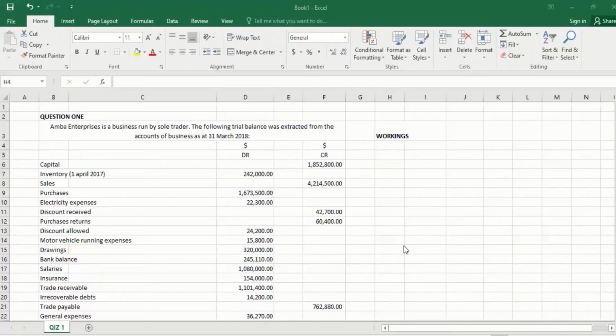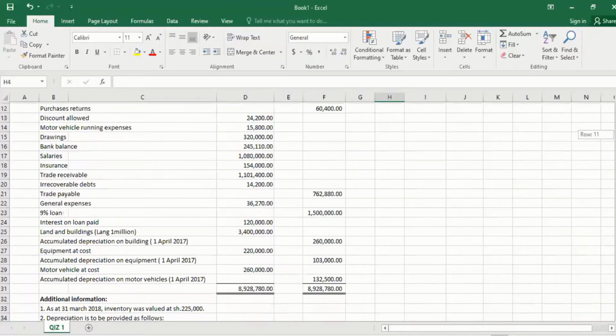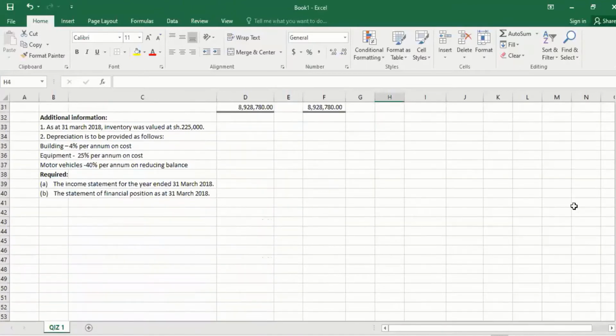Just joining once again, I want us to work on a question on income statement and statement of financial position. This is to prepare you, even when you don't have a business or you have a business, it's good you know how to prepare the income statement and the statement of financial position.